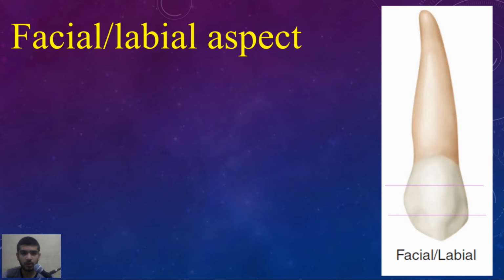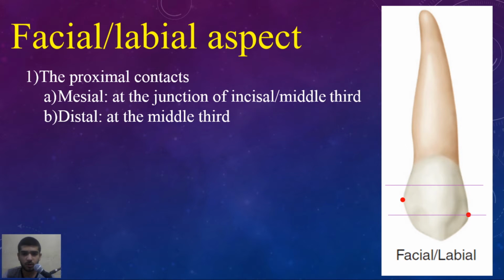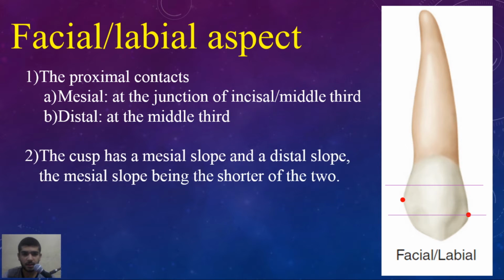We will start with the facial labial aspect, the proximal contacts, as you can see in the picture. The mesial proximal contact is at the junction of the incisal and middle third, and the distal proximal contact is at the middle third. The cusp has a mesial slope and distal slope, the mesial slope being the shorter of the two. As you can see in the picture, the mesial slope of the cusp is shorter than the distal slope of the cusp.